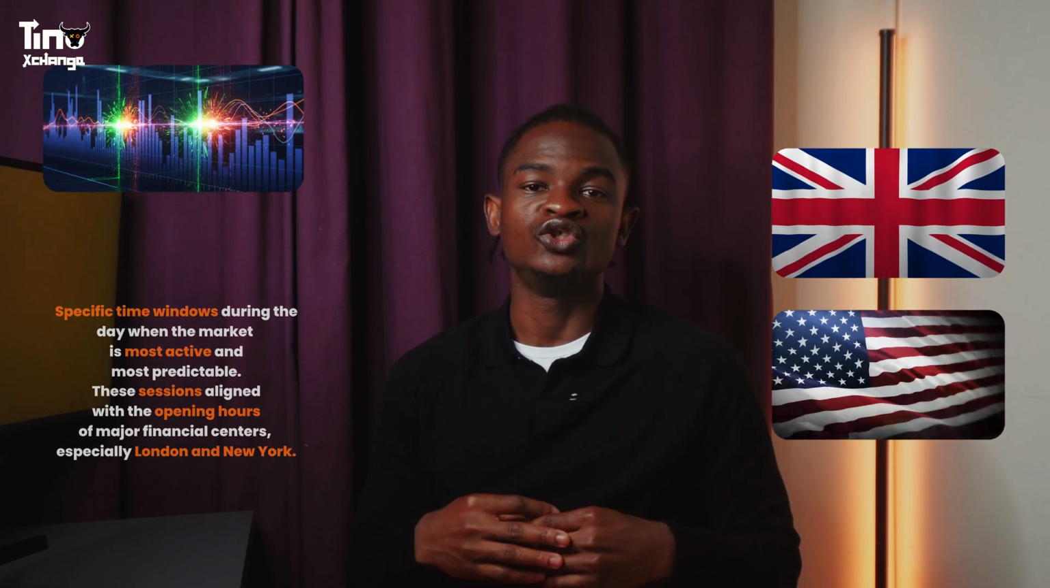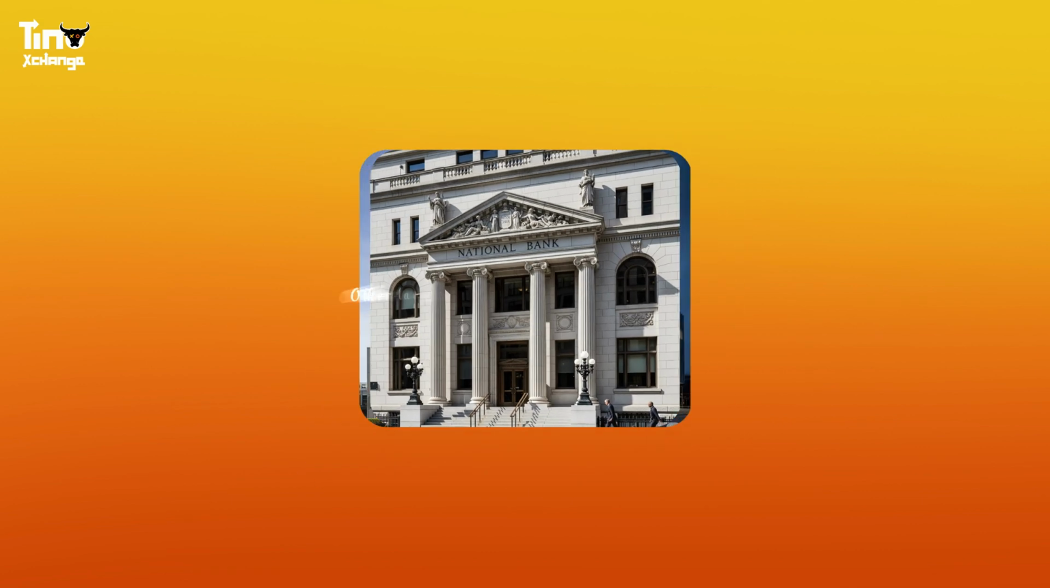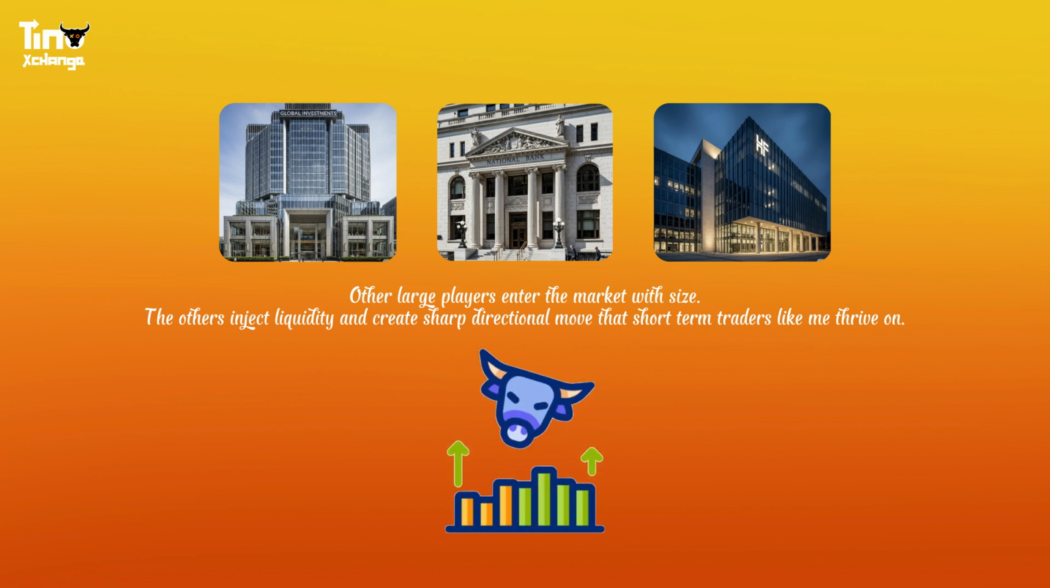So you might ask, what are Killzones? Killzones are specific time windows during the day when the market is most active and most predictable. These sessions align with the opening hours of major financial centers, especially London and New York. During these periods, institutions, hedge funds, banks, and other large players enter the market with size. Their orders inject liquidity and create sharp directional moves that short-term traders like me thrive on.